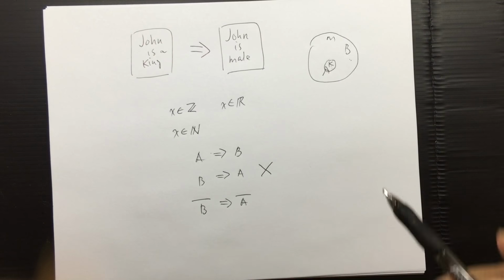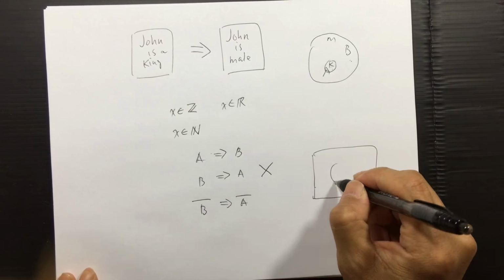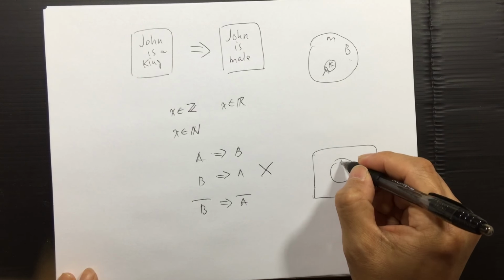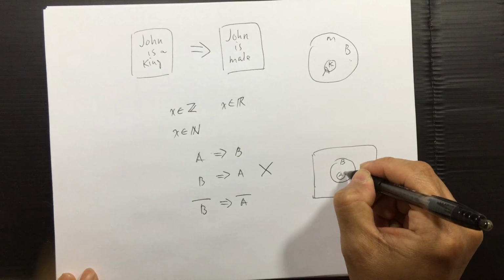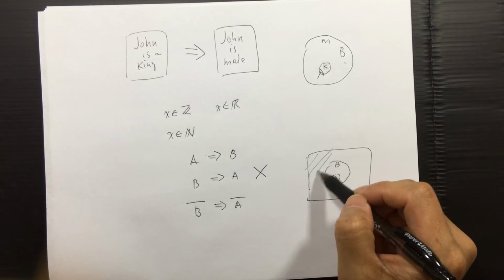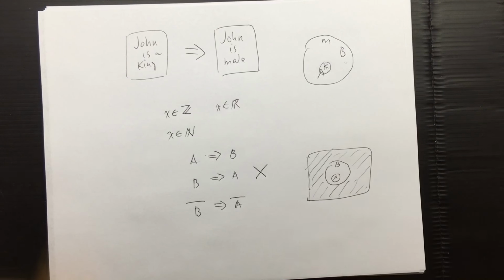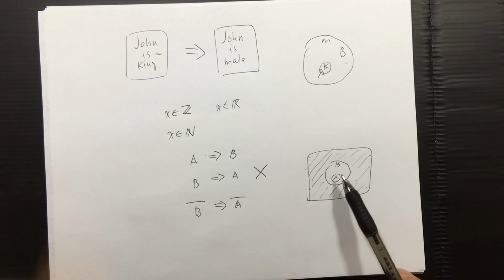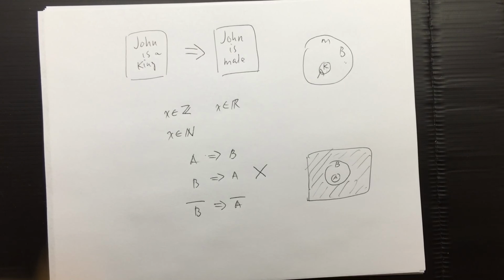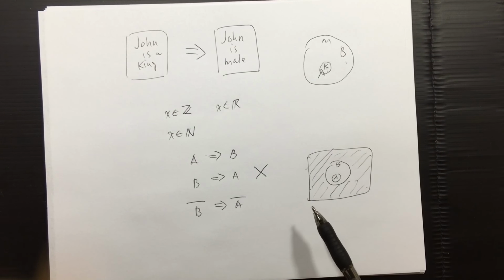Okay, let me do this. This is everybody. This is A. This is B. Not B means this shaded area. You're not in B. If you know this guy is in here, in not B, can you say this guy is not in A? Obviously, right? Okay.